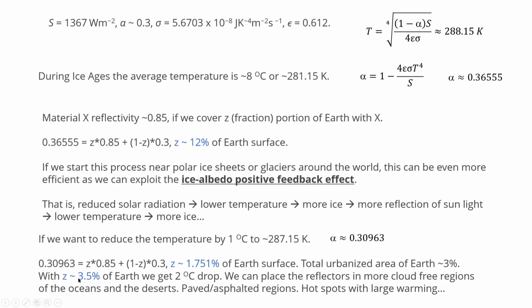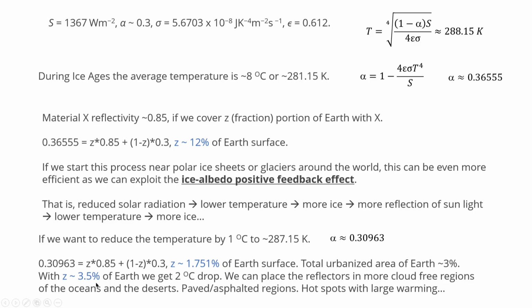And if we increase it, if we cover 3.5% of the earth's surface with this 0.85 albedo material, then we will get a 2 degree drop in temperature. So we'll end up with 286.15, a 2 degree drop.